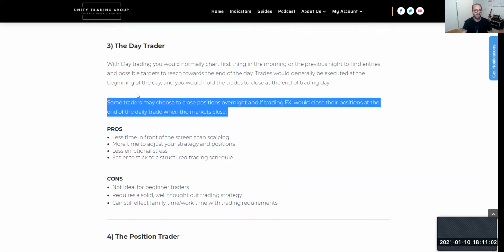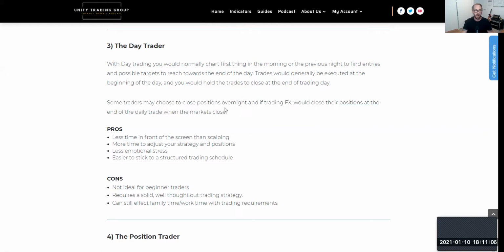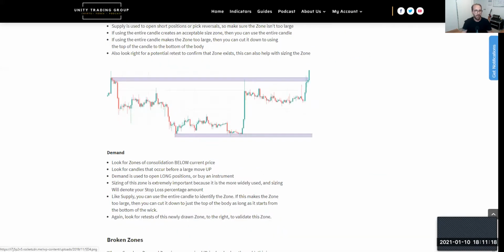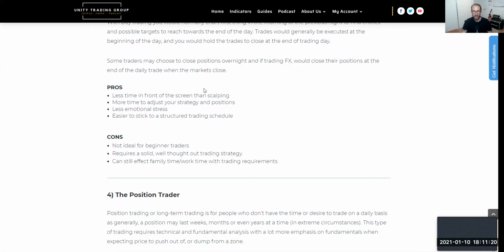For FX, obviously you would close your positions at the end of the day to avoid paying excess fees at night, and when the market closes and when the market opens, you would expect to see more volatility where you would be in front of the screen. So again, it's less time in front of the screen. It does take a little bit of inspiration from swing trading. Again, you would be using things like supply and demand to do that, or Fibonacci for potential retracements, MAs.